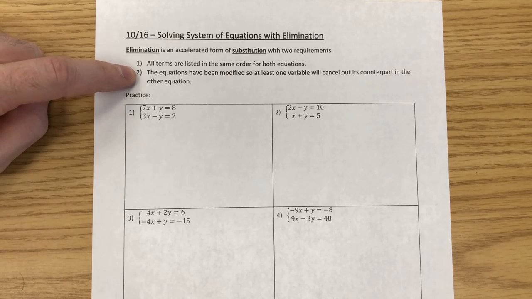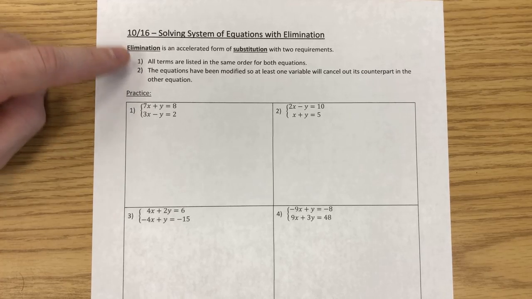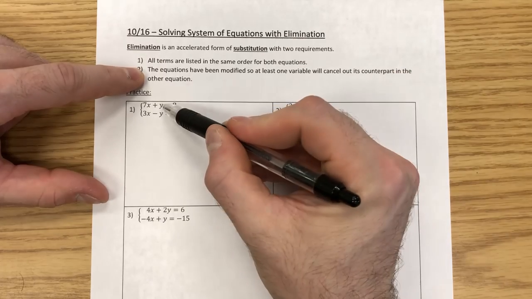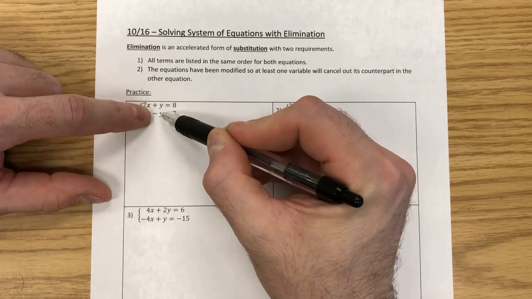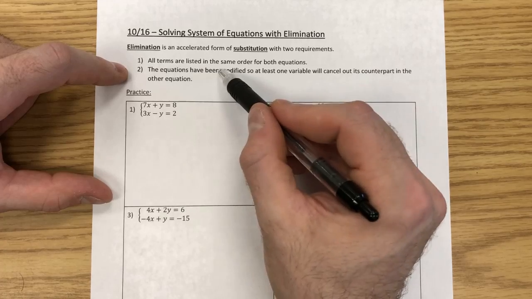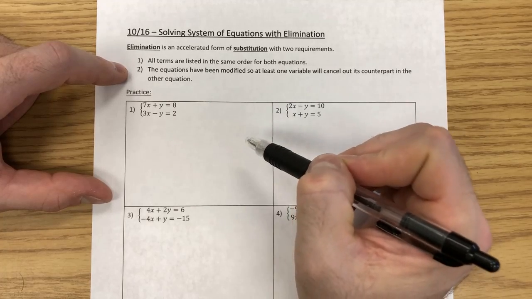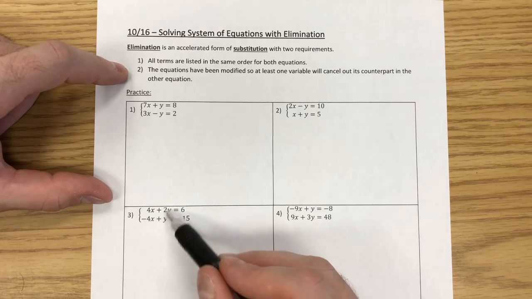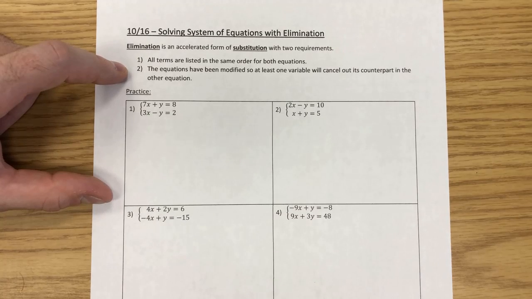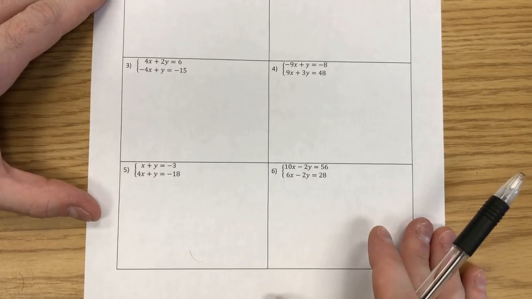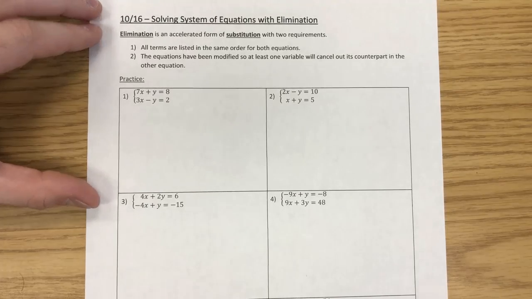The second requirement to successfully execute elimination is that the equations have to be modified so at least one variable will cancel out with the counterpart of the other variable. What that means is that I have a positive 1 and a negative 1. These cancel each other out. I don't care about the 7 and the 3 because I only need one variable to do that. Over here we have a 4x and a negative 4x. These will cancel out. I don't need both of them, just one of them. If, as we're going to see, they don't cancel out, we're going to figure out how to modify the equations so that they do.